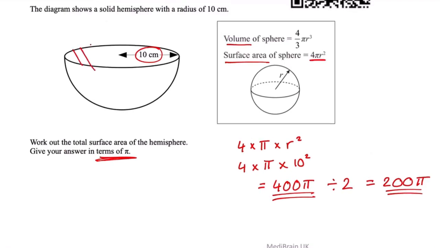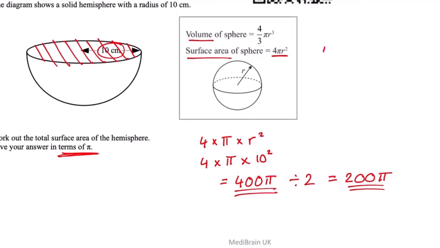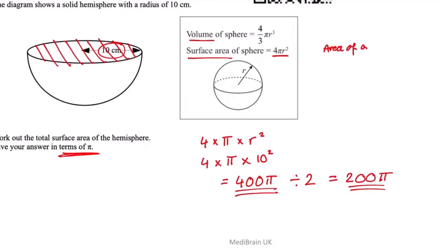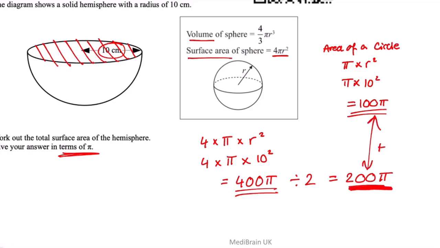Now we need to work out the surface area of this circle at the top. To work out the area of a circle, you do pi times r squared. We know that the radius is 10, so it's pi times 10 squared, and that's going to get you 100 pi. So that's the surface area of the top circle. We know that the area of the curved surface is 200 pi, as you can see. You're just going to add these two together.